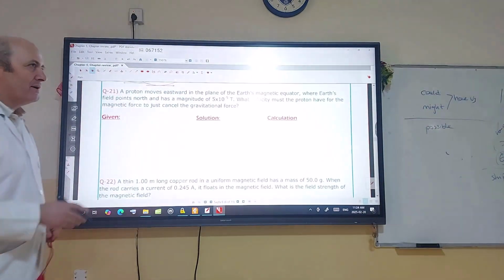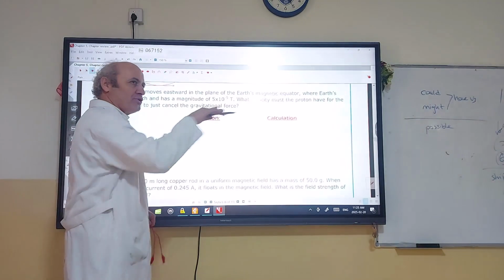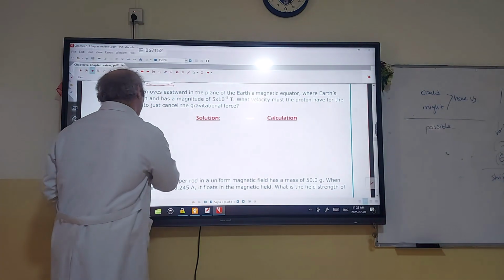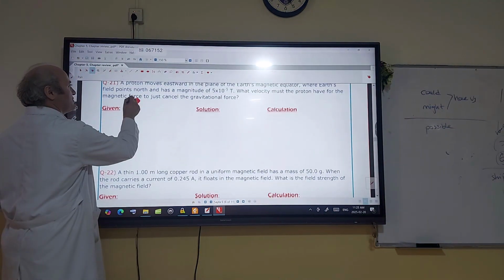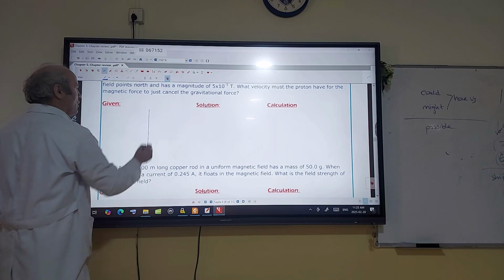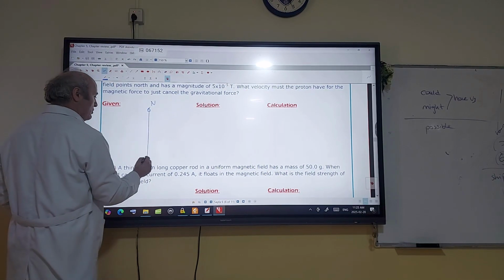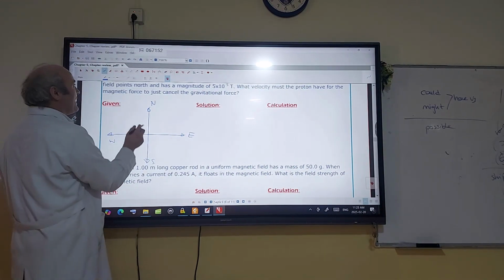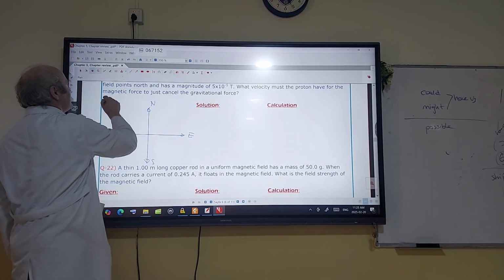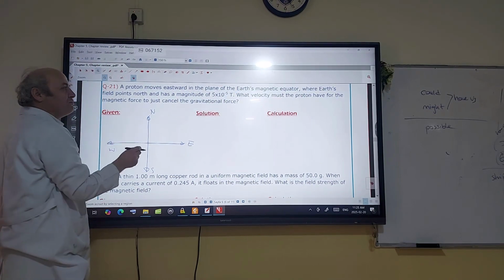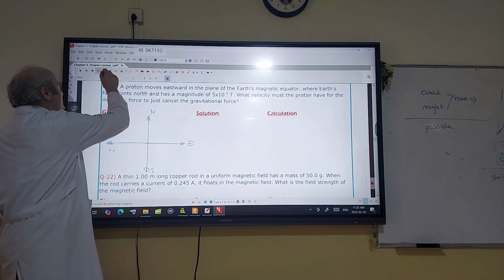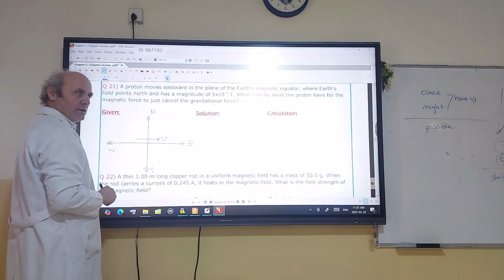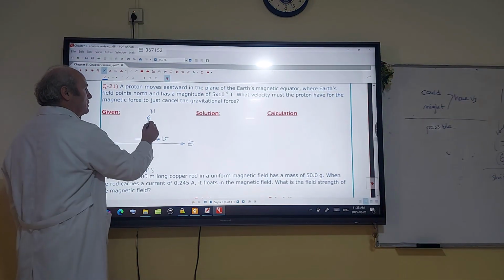Now, when a proton is moving horizontally to the Earth, let's draw the set of directions: north, south, east, and west. It says this proton moves eastward. That is, the velocity direction is to the east. The magnetic field is to the north.